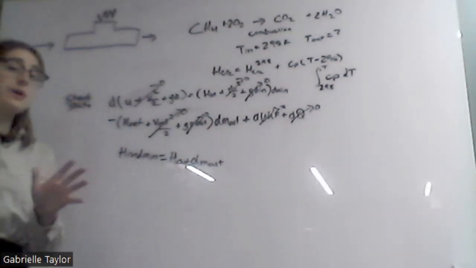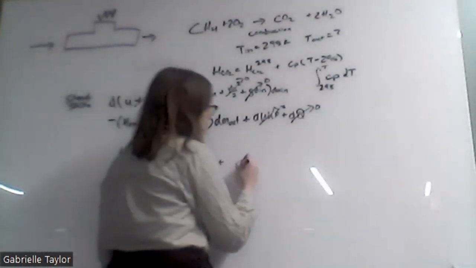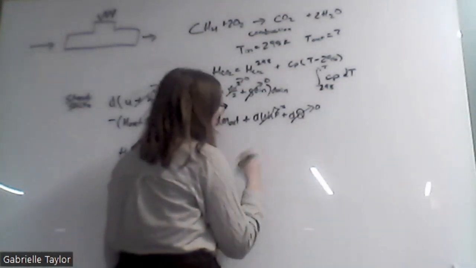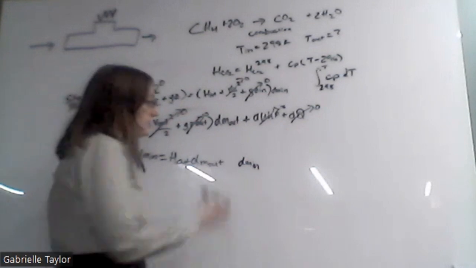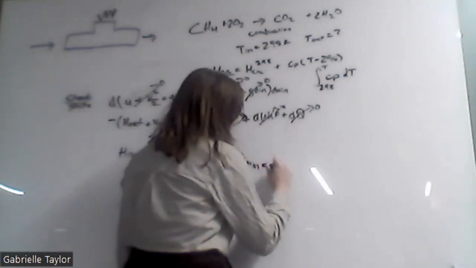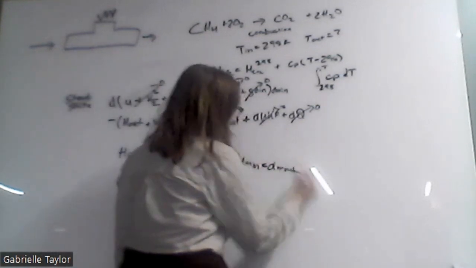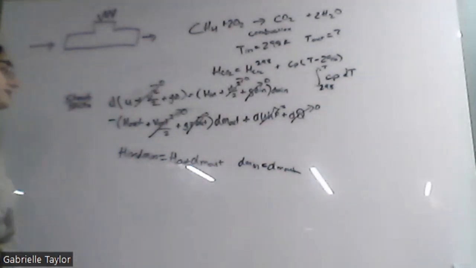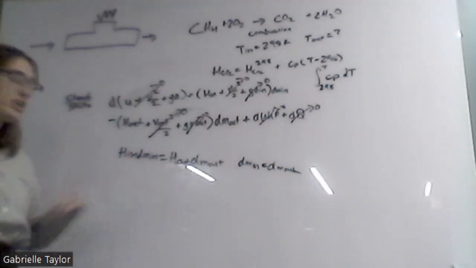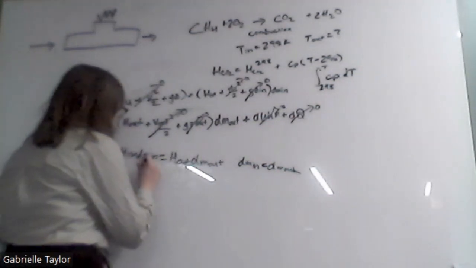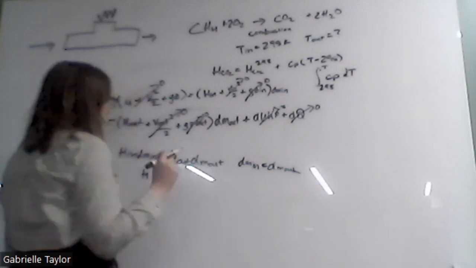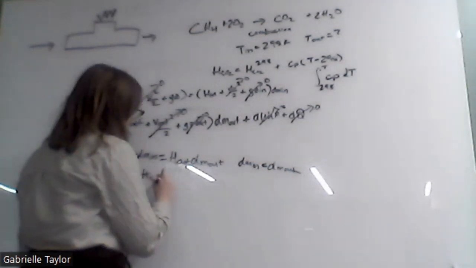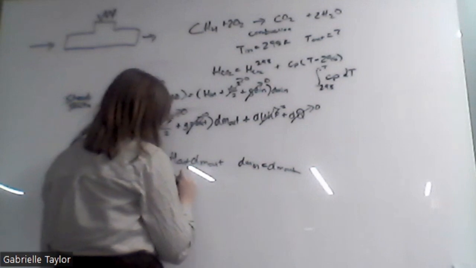And then one thing that we do know is that the differential amount of mass coming into the system equals the differential amount of mass coming out of the system. So we can just divide both sides by the differential amount of mass change, and it will cancel out. So then we have the energy into the system equals the energy coming out.